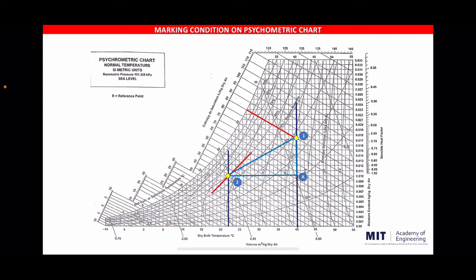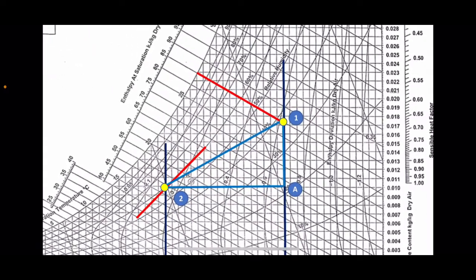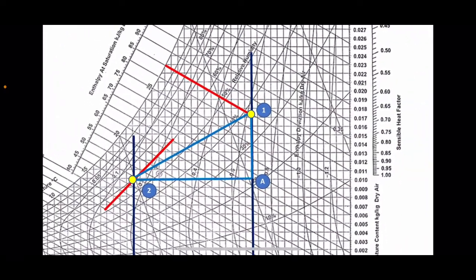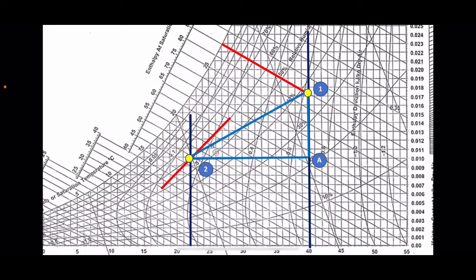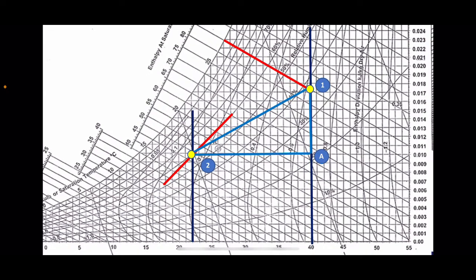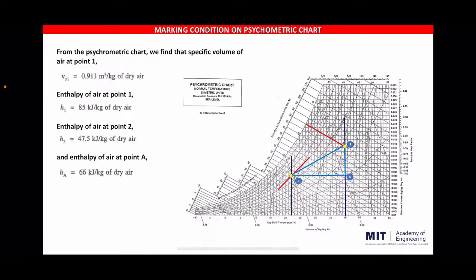Then we'll join the points. We'll join point 1 and point 2. As we all know, this is the formation due to latent heat and sensible heat. So we have named the intersection point A, which results from lines 1A and 2A. After plotting this, we will find all the other properties which are required.